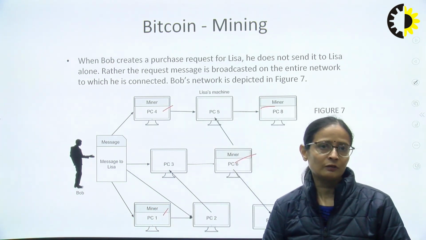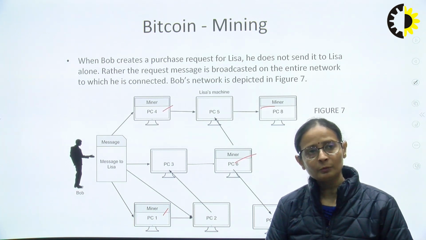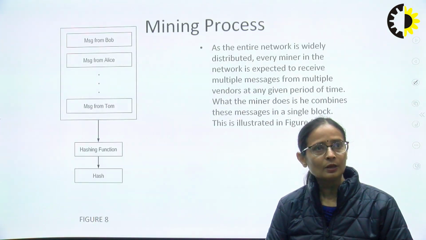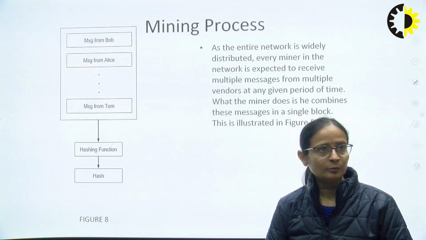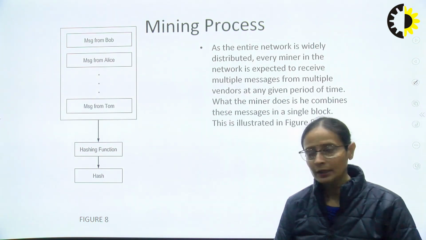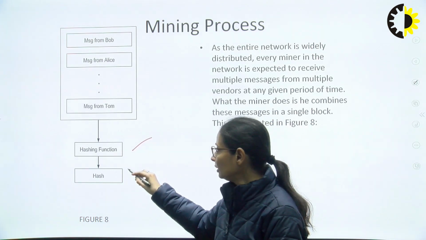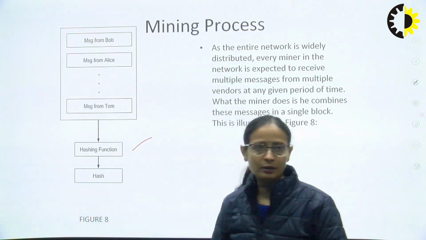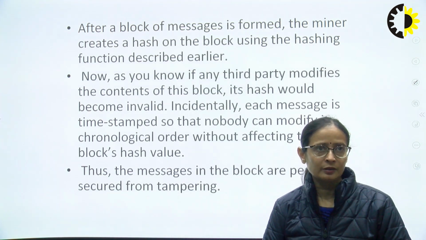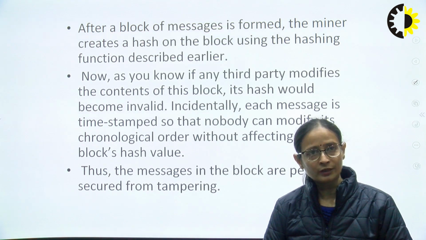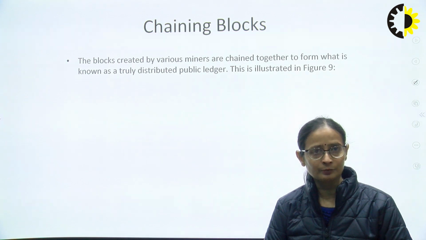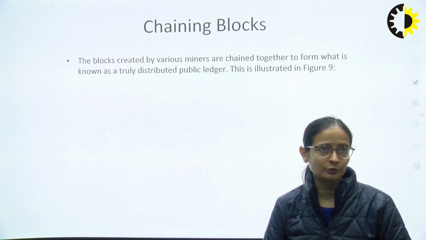So what is the activity of the miner? They will mine, or add the transactions in a block. So this is the mining process. After the mining process, the miner adds all the transactions in a single block. He passes this block into a hash function, and the hash value is generated. So after a block of messages is formed, the miner creates a hash on the block. Now, as you know, if any third party modifies the content, then the hash value changes. So this is how blockchains are made tamper proof.